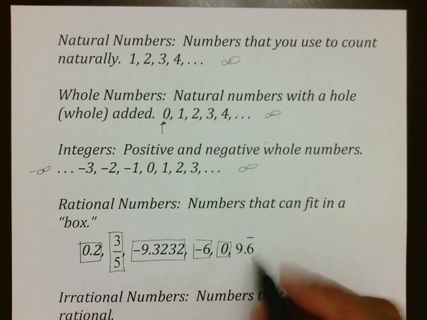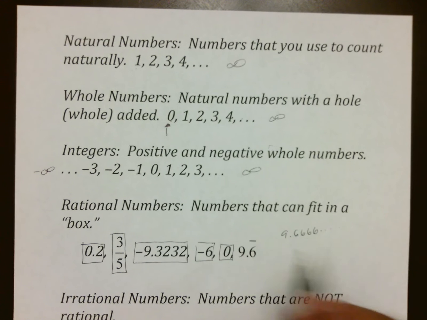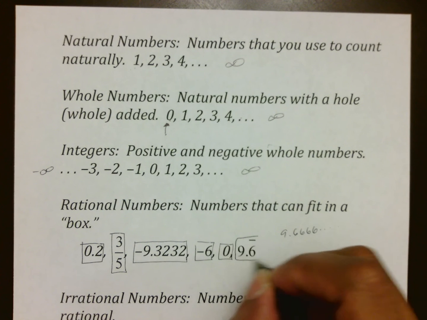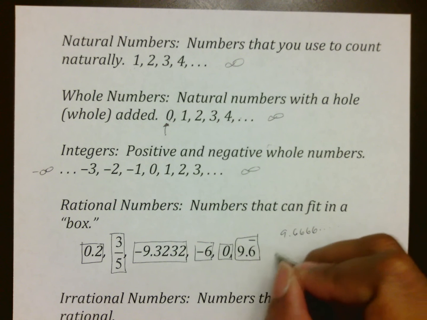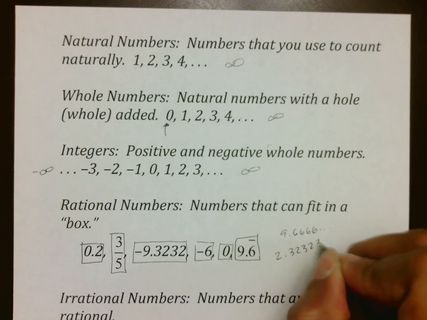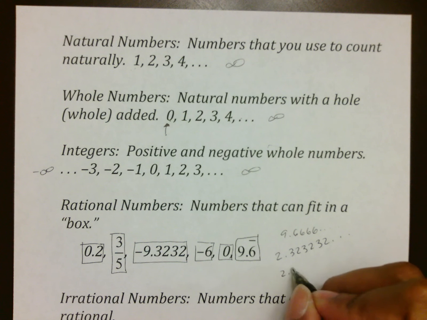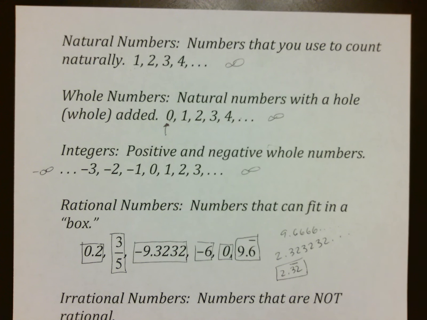Now, if you remember bar notation, that means that this is 9.6666 ... which means it goes on forever. But the fact that I can write it in bar notation means that I can actually fit it in a box. So that actually is rational. So anything that can be repeated, so 2.3233232 going on forever, is actually rational because you can write it using bar notation as 2.32 repeating, which as you see can fit into a box. Again, rational numbers are numbers that you can easily just fit into a small rectangle so that you know that it makes sense.